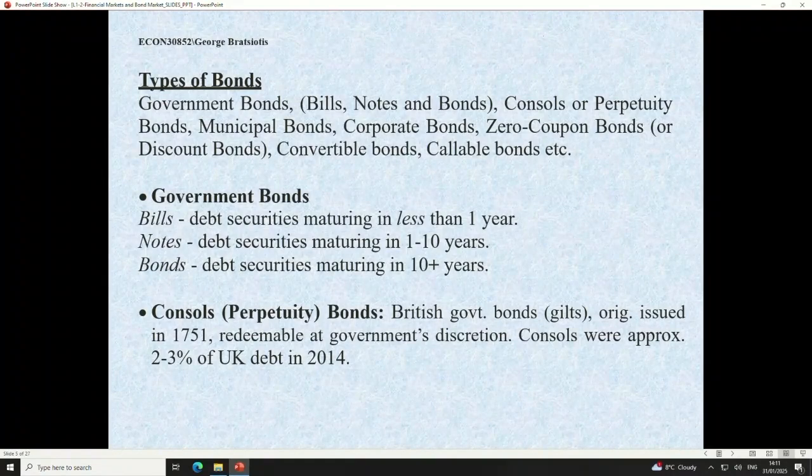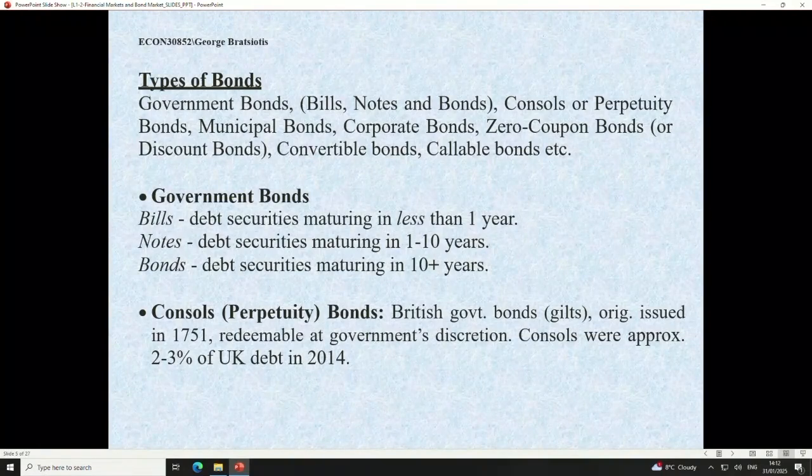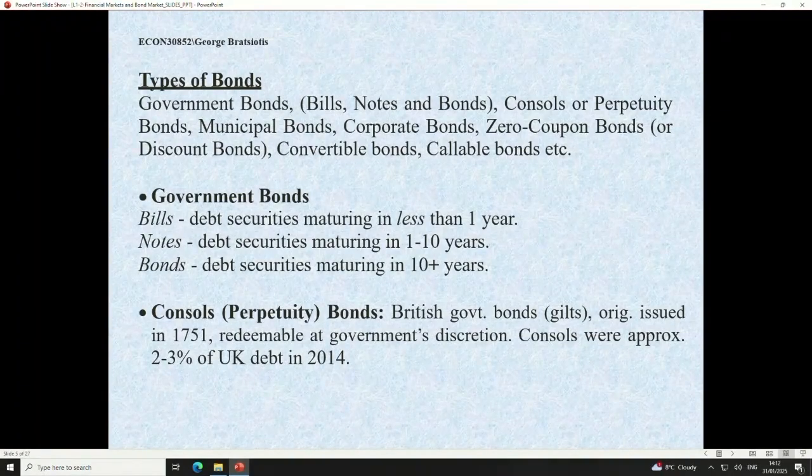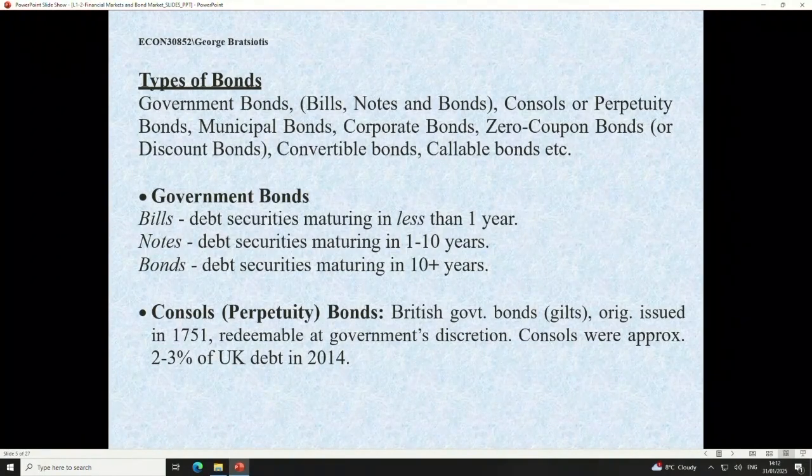Then we used to have consols in this country. There was a British government bond, a gilt. It was originally issued in 1751, very interesting. And it was redeemable at the government's discretion. So imagine this: you get this bond that says no maturity date on it, and the government can decide to go on forever. And really, it's the last 10, 15 years that the UK government has been trying to pick up all these perpetuities and stop them. Because you can see that they go back to 1751.